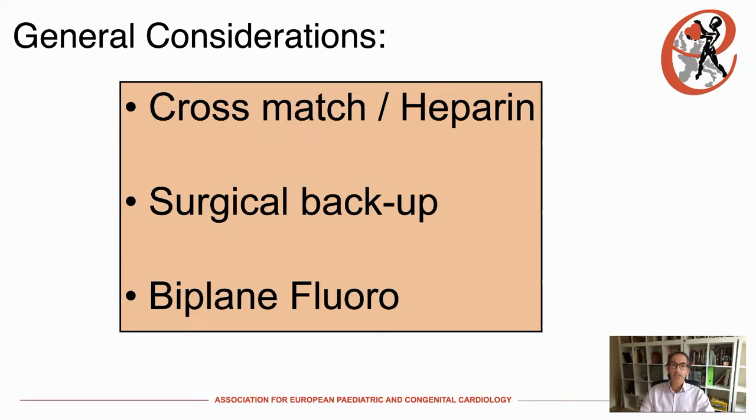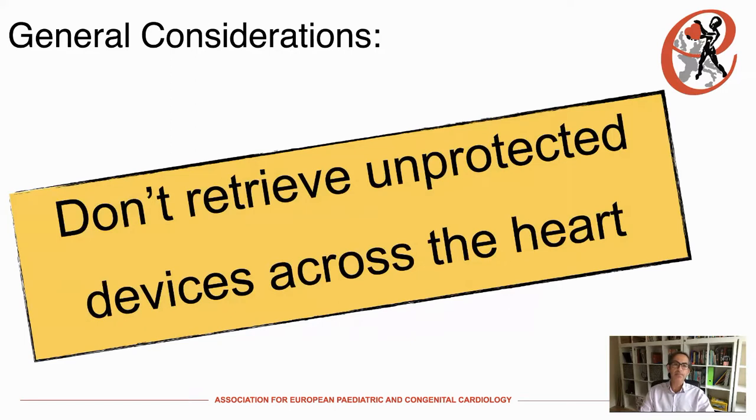Inform your surgical team about what is happening so they are aware in case they are needed. And for obvious reasons, the use of biplane fluoro is always much preferred when trying to retrieve a device. And finally, as a general rule, please do not attempt to retrieve unprotected devices across the heart, as it is almost guaranteed that you will cause irreversible damage to one of the AV or VA valves, which will result in serious short and long-term consequences for the patient.